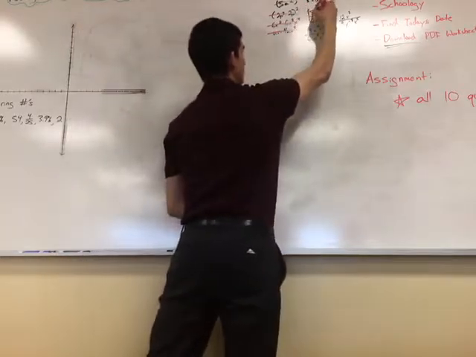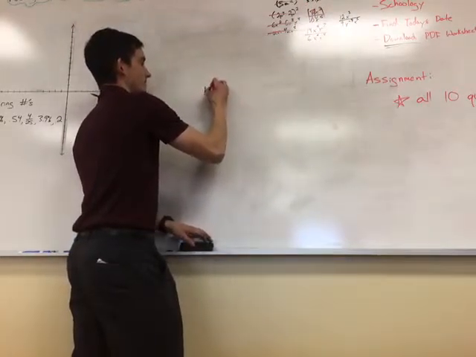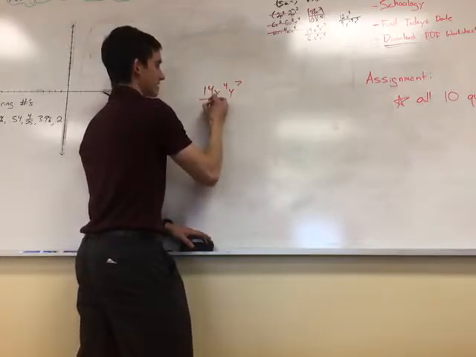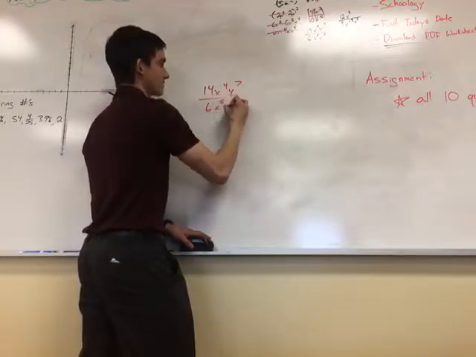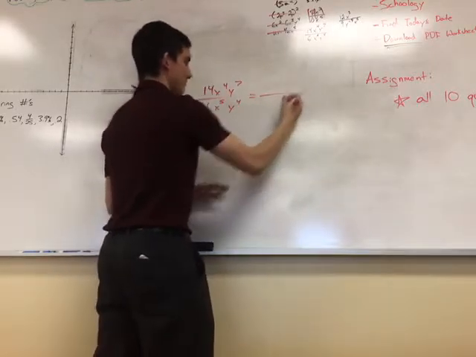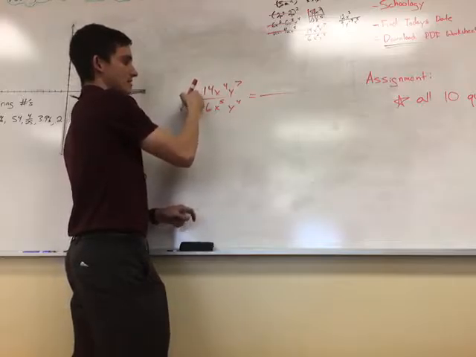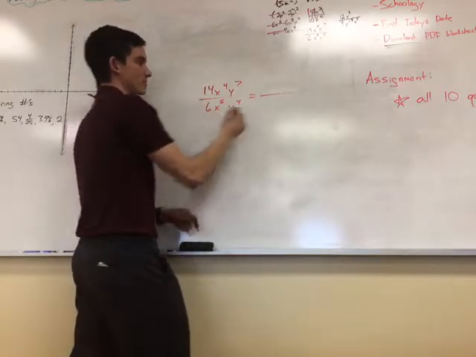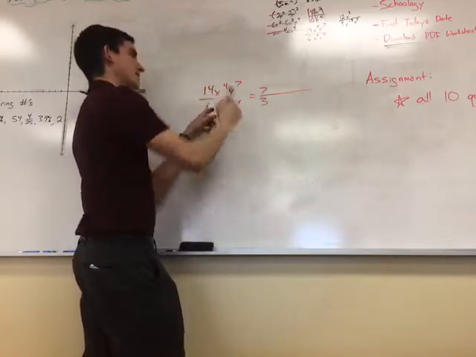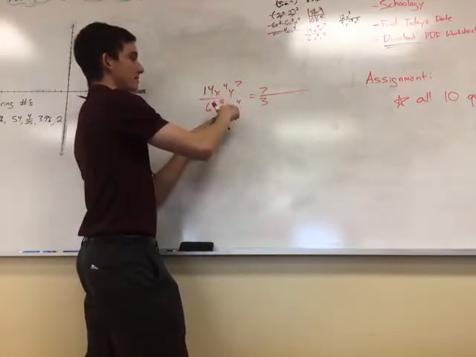So there's one example. Here's another example. 14x to the 4th, y to the 7th, divided by 6, x to the 5th, y to the 4th. Okay, so 14 over 6, I'm going to reduce that first. I'm going to divide them both by 2, so that's 7 over 3. Okay, x to the 4th divided by x to the 5th.